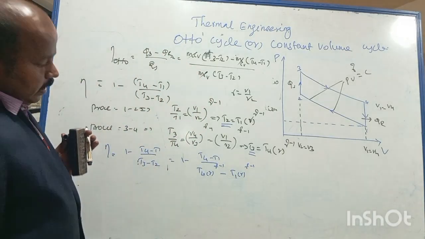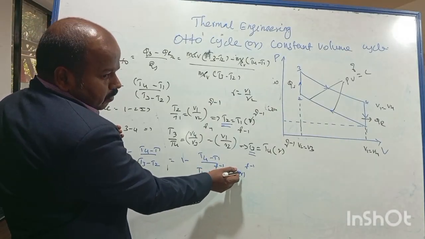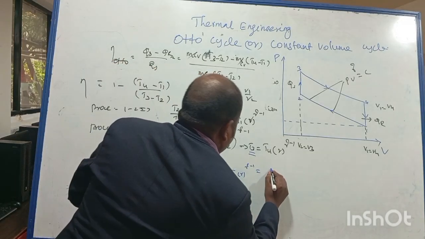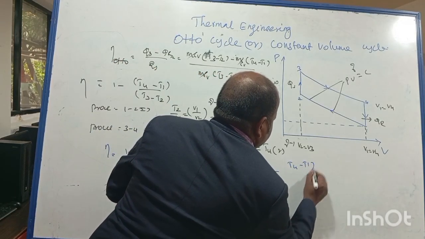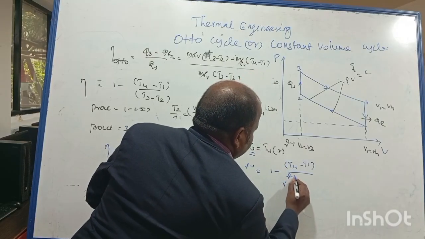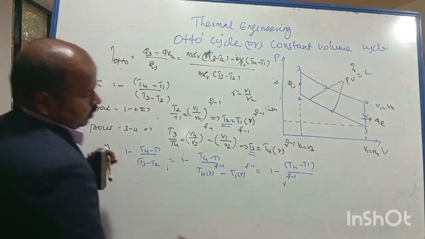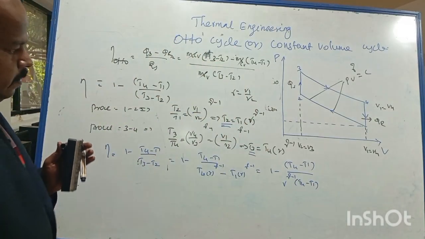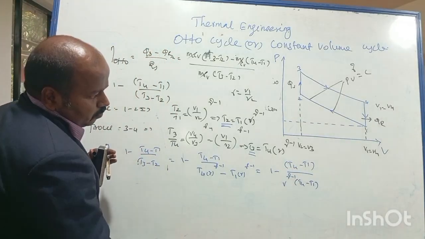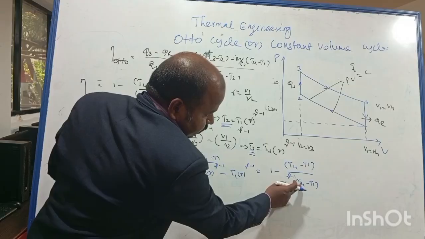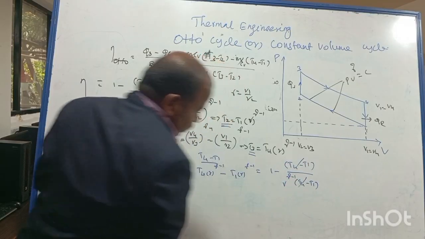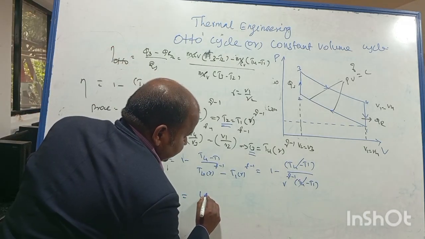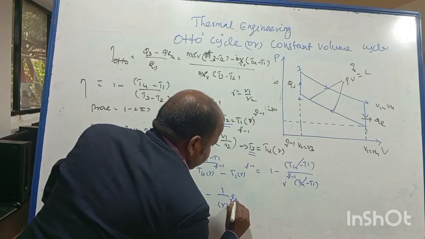Now look at this term. Here r power gamma minus 1 and r power gamma minus 1 are common, so I am going to take it outside. That is 1 minus T4 minus T1 divided by r power gamma minus 1. If I take r power gamma minus 1, the remaining term is T4 minus T1. Now just look at those two terms, T4 minus T1 in the numerator and T4 minus T1 in the denominator also. So I am going to cancel those two terms. So finally the efficiency of the Otto cycle is 1 minus 1 divided by r power gamma minus 1.